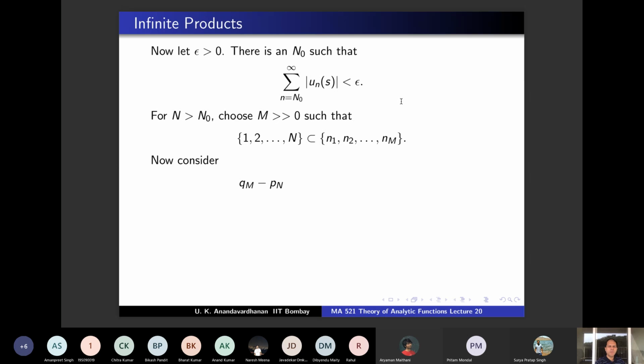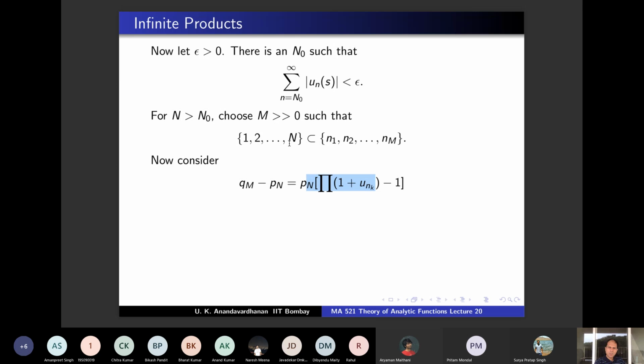And now we are going to analyze Qm minus Pn. What is Qm? It is a partial product of the rearranged thing, the product of 1 plus U_{nk}(s), and Pn is the original partial product. So consider Qm minus Pn, and we are going to write Qm minus Pn as Pn times this product minus Pn times 1, which is Pn. I haven't put indices because putting notations is difficult, but I will explain in words what this is. So I'm writing Qm as Pn times this product. So what is this product?